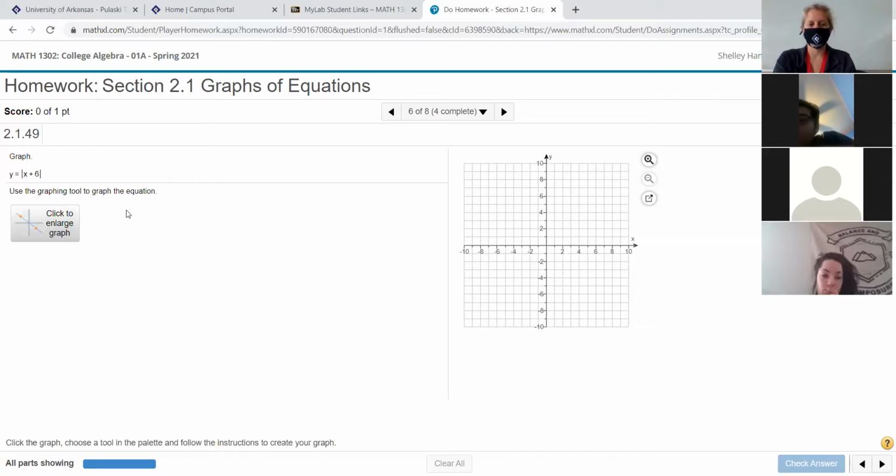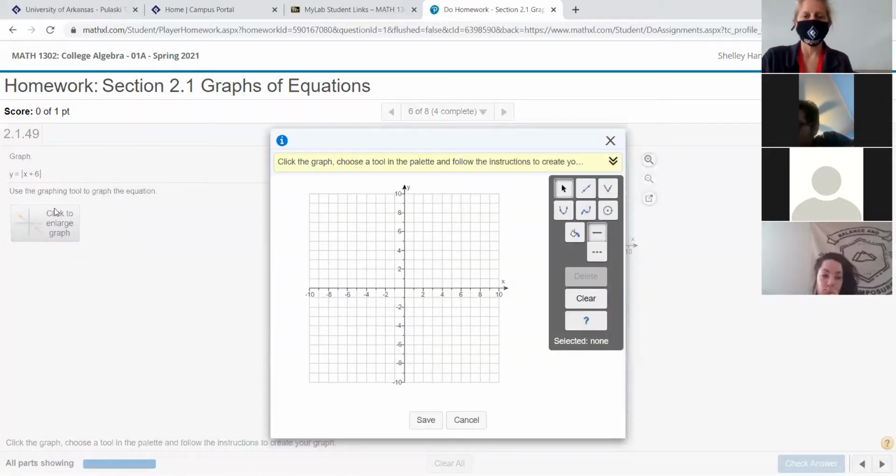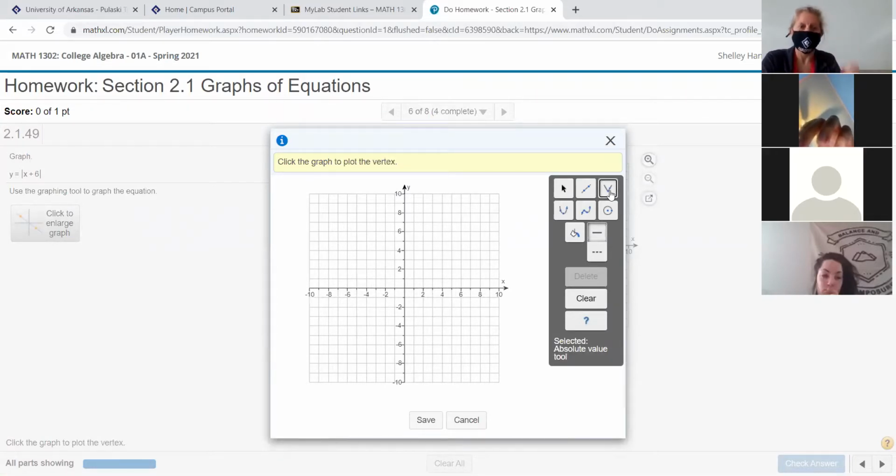So I'm still going to need points. So I'll hit second table to get my points. Now let's go to click to enlarge. Come over here and hover over that absolute value tool. Look what you get when you hover over that V shape. It says absolute value tool. Now look what the yellow box says. It says click the graph to plot the vertex. It's not asking for any random point. It's asking for a very specific point.